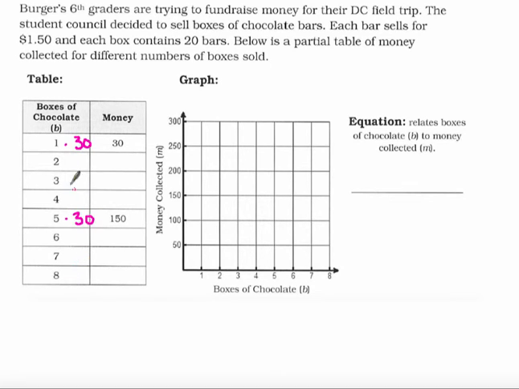So the next thing I'm going to do is just fill in my chart. 2 times 30 would be 60. 3 times 30 is 90. 4 times 30, 120. This is just like doing ratio tables that we did earlier in the school year. 6 times 30 is 180. 7 times 30 is 210. And 8 times 30 is 240. So now I have a completed input-output table.